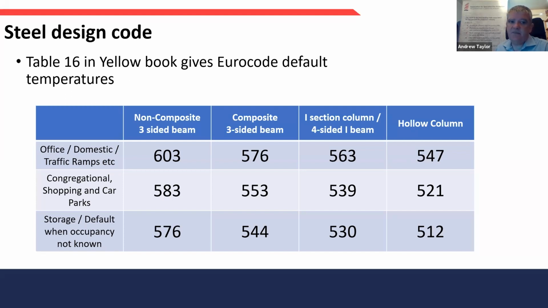So there you go. We've got here office, domestic, congregational, shopping and car parks, and storage or default where occupancy is not known. And you will notice the vast majority of those Eurocode temperatures are subtly lower than the BS 5950 temperatures that we saw on the previous slide. So for instance, the office has come down from 620 to 576 for three-sided beams. There are some of those that are subtly higher, but the vast majority are lower.